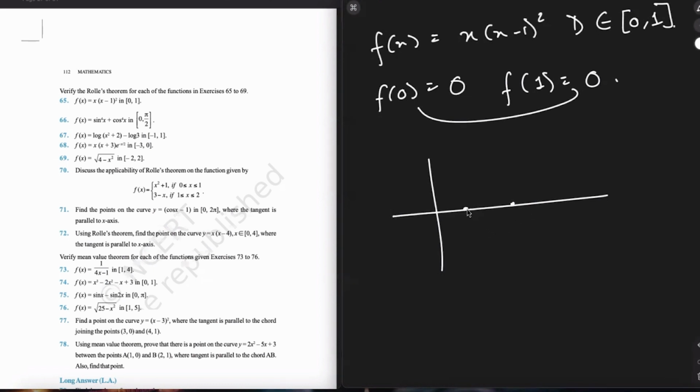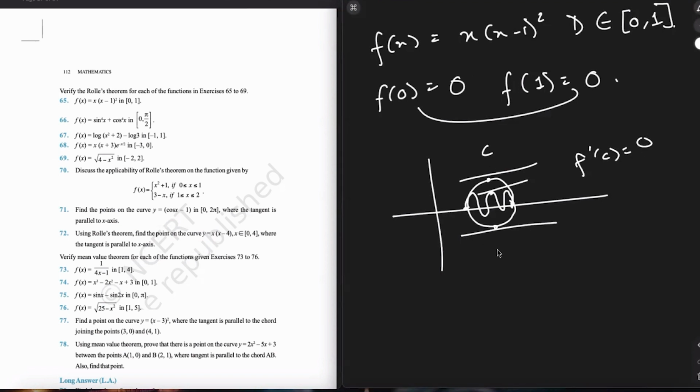Alright. So the graph is continuous. It is moving up and down. So it can move like this or any way. But still, there will always be a point, at least one point, c, where f dash c is equals to 0. Alright.